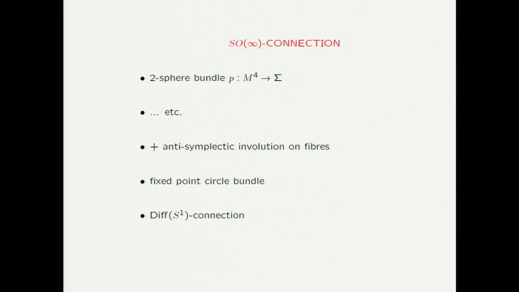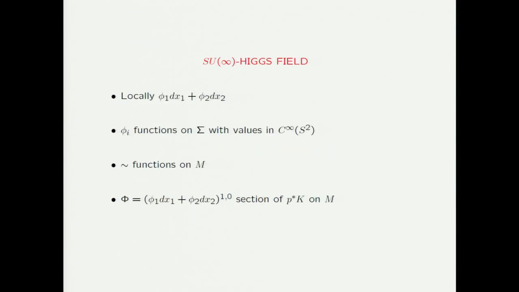What about SO(infinity)? Well, there, of course, we want to reduce to the diffeomorphisms that commute with this involution. So we want this involution on the fibers, this anti-symplectic involution on the fibers. In this case, the fixed point set is a circle bundle over Sigma. But we still have a horizontal subspace. So we can think of that, if you like, as the Diff(S^1) connection associated to the homomorphism from SO(infinity) to the diffeomorphisms of the circle. Okay, so that's the connection.